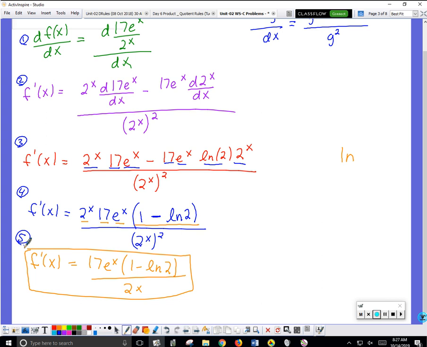Wait, that's weird. What's the derivative? That's an integral. It's a big S, actually. It's a big S. I don't like it. Oh, it's okay. It doesn't really like you either.